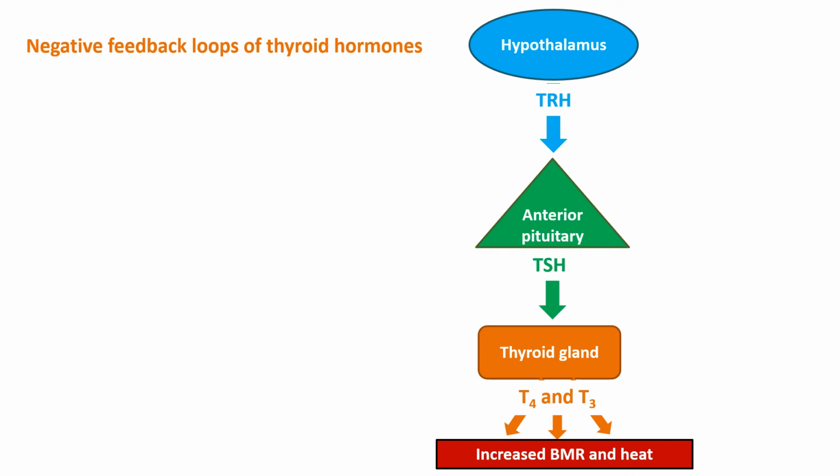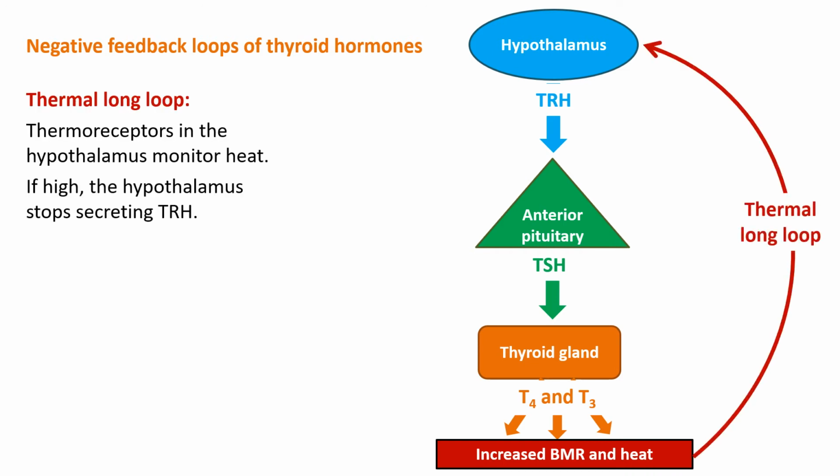When they're released into the general circulation, of course, they upregulate everything, including basal metabolic rate, and all of this produces heat. You'll see why I'm emphasizing the heat in a minute. And here it is. Negative feedback loops, there's 5 of them to do with thyroid hormones to control the release of T3 and T4 ultimately.